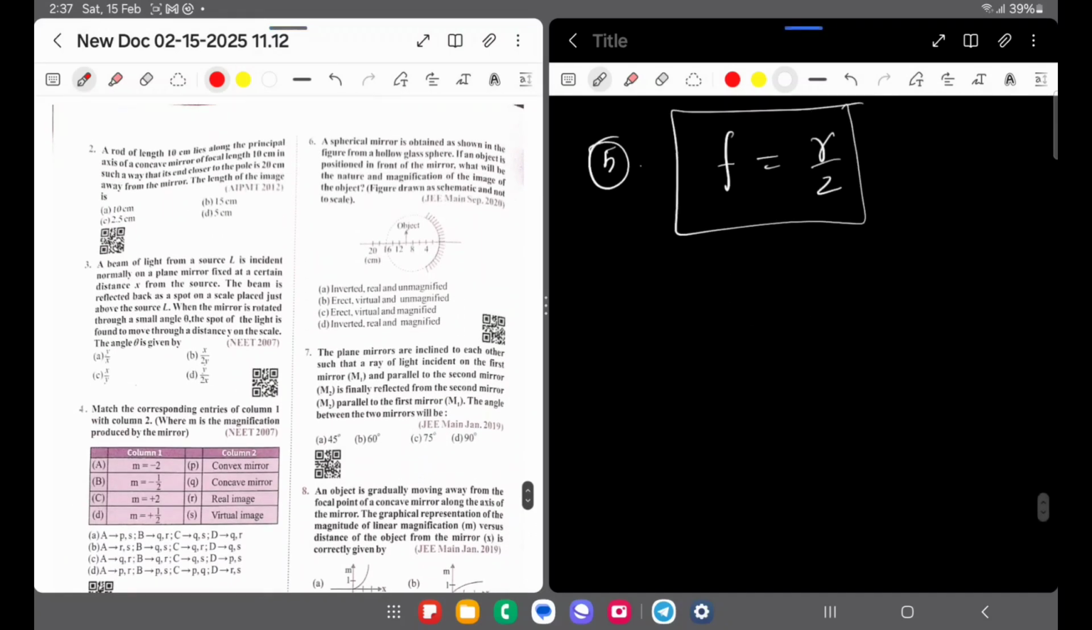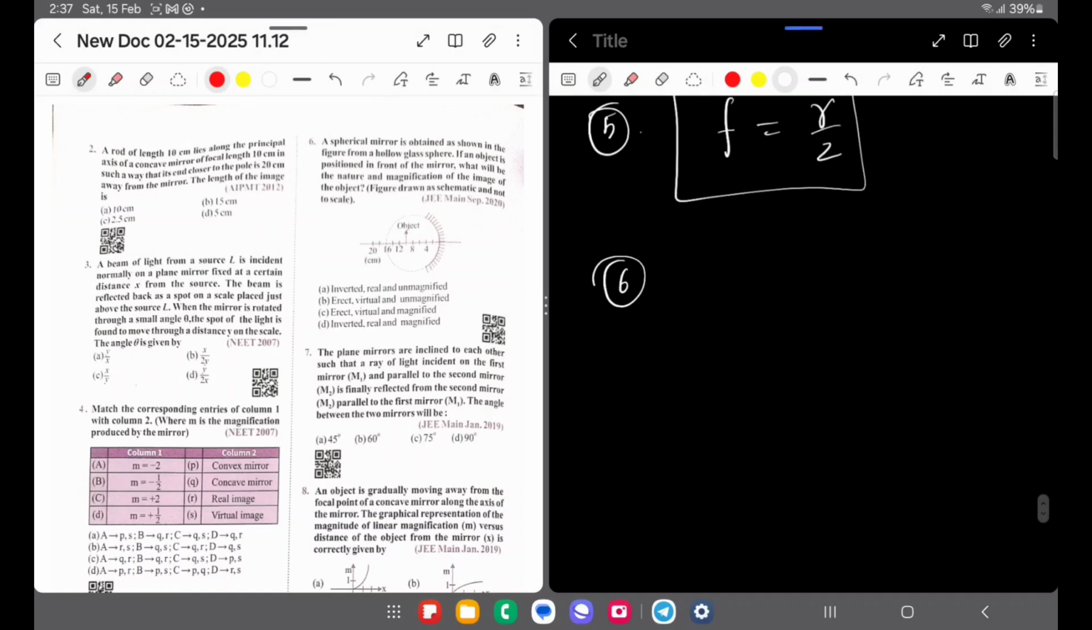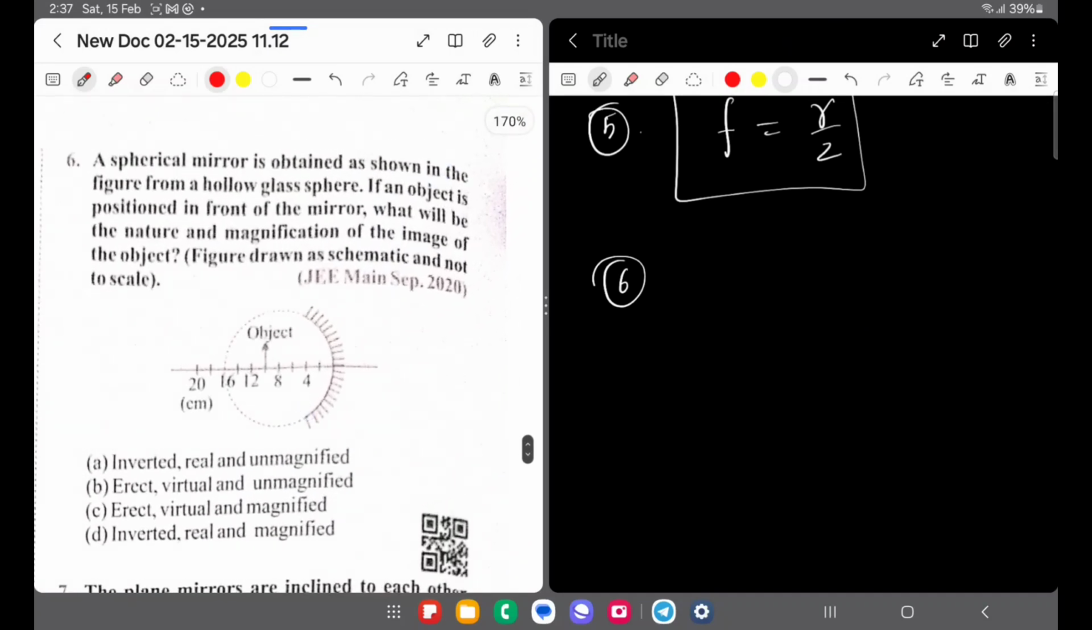Look into question number 6. They have given the figure. If you look at this picture, you can very clearly understand one thing. The diameter of this imaginary sphere is 16, so the radius is 8 centimeter. So the radius of curvature is 8 centimeter. If the radius is 8 centimeter, I can tell the focal length also. The focal length is 4 centimeter.